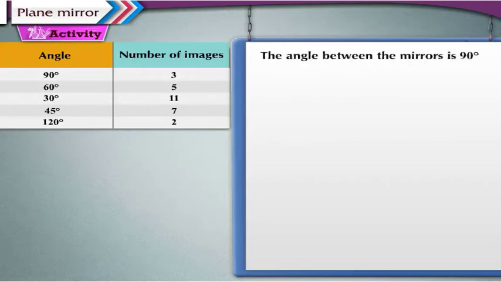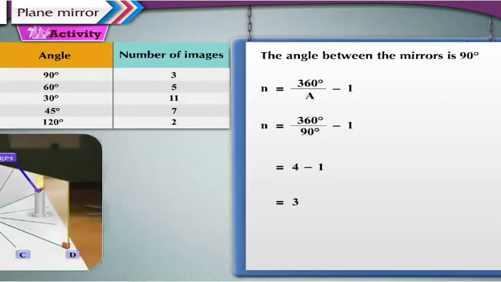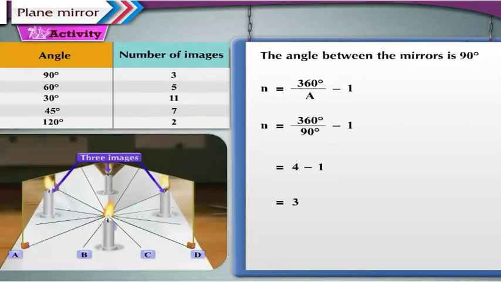If the angle between the mirrors is 90 degree, then the number of images formed will be 360 degree upon 90 degree minus 1, which is equal to 4 minus 1, which equals to 3. Thus, 3 images are formed when two mirrors are placed at an angle of 90 degree to each other. The number of images observed during an activity and the number of images obtained using the formula is equal.